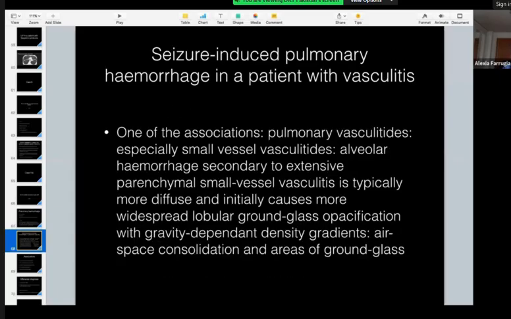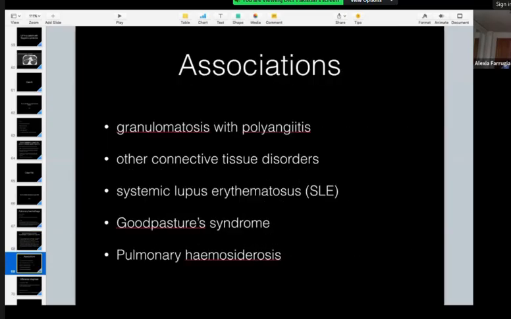So this is our working diagnosis. He's being worked up for a vasculitis of some sort, likely a small vessel vasculitis. And the associations are with Wegener's or granulomatosis with polyangiitis, other connective tissue disorders, SLE, Goodpasture syndrome, and pulmonary hemosiderosis.